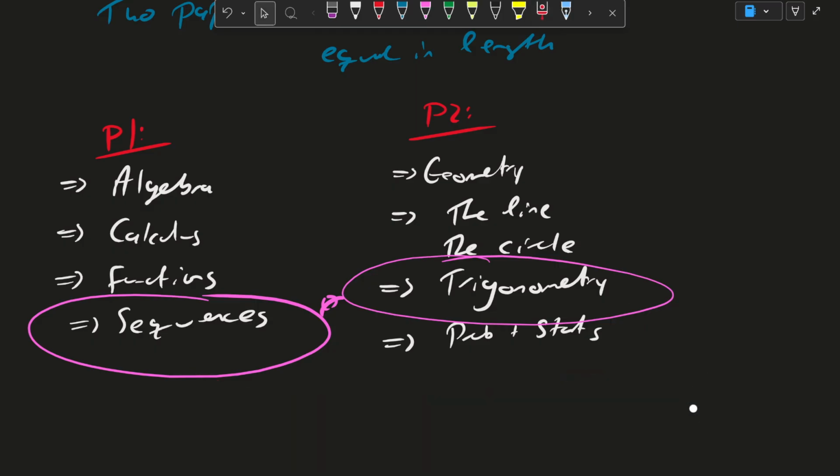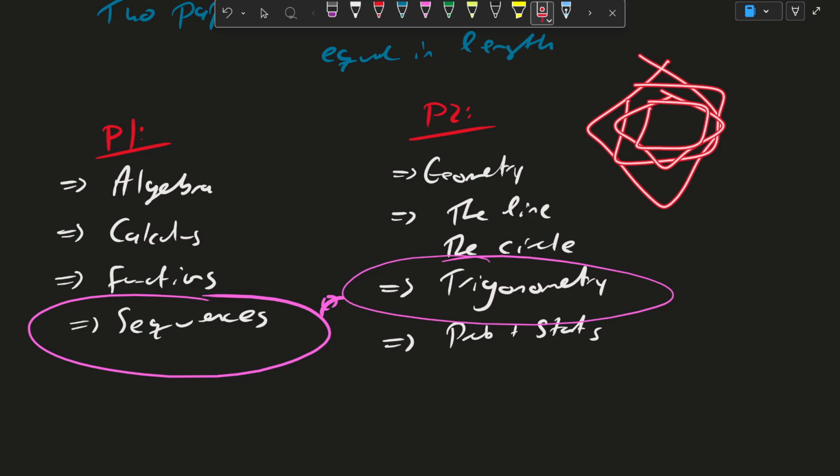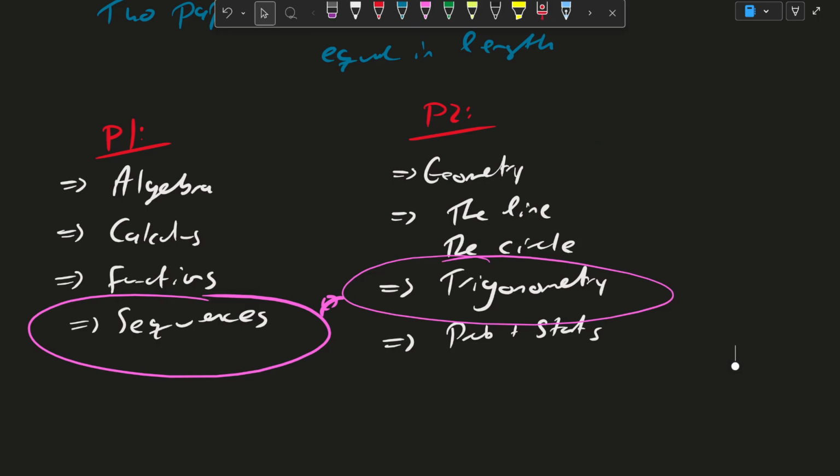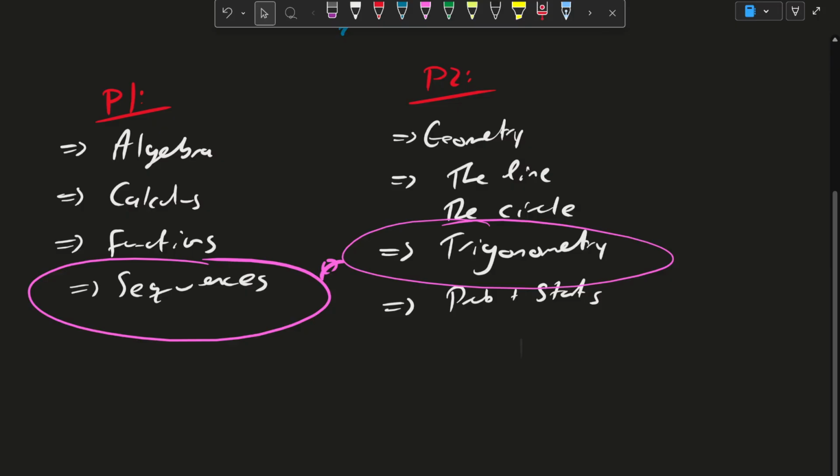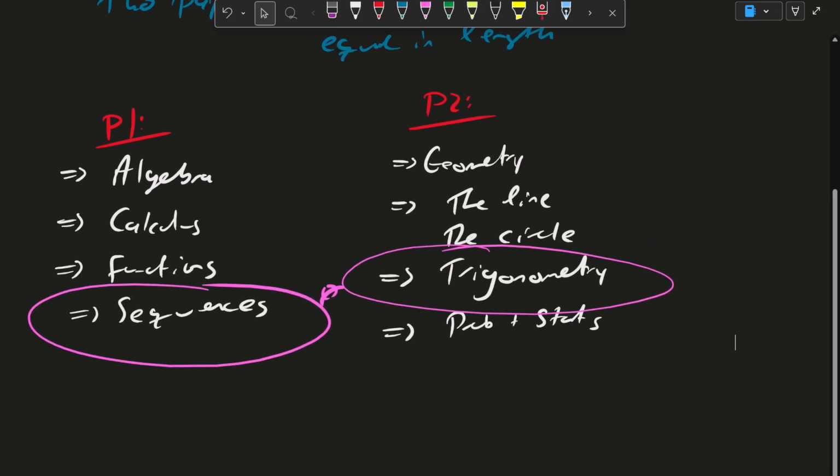There's one example where in paper two, or it might have been the other way around, paper one, there's a question where you had a bunch of squares enclosed within each other, and you have to find some particular quantity about the squares. That involved both sequences and some sort of geometry skills. So it's important to have everything equally covered for the exam.